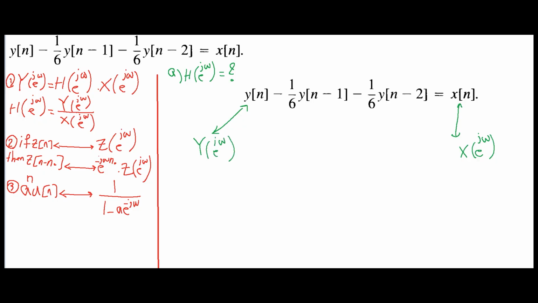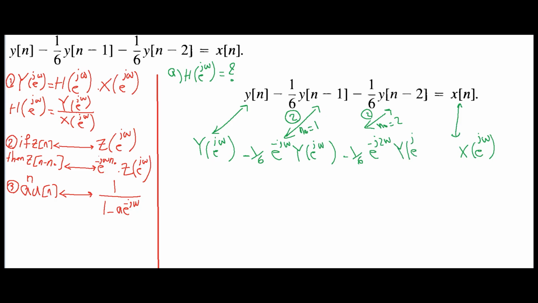For the term y[n − 1], using the time shifting property with n0 equal to 1, the Fourier transform becomes minus 1/6 e^{−jω} multiplied by Y(e^{jω}). Similarly, for y[n − 2], where n0 equals 2, the Fourier transform becomes minus 1/6 e^{−j2ω} multiplied by Y(e^{jω}).